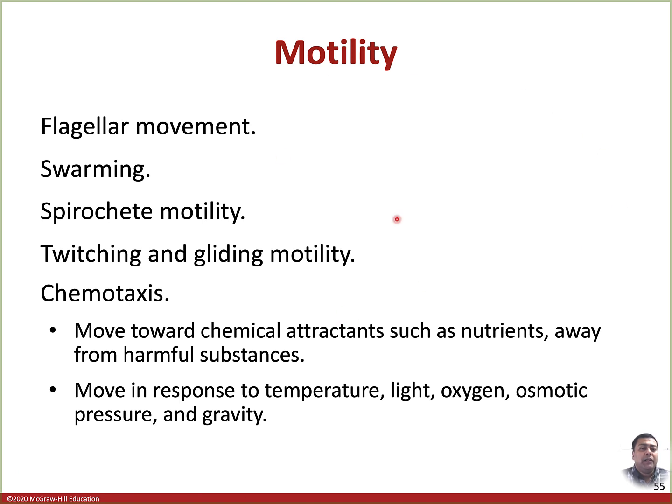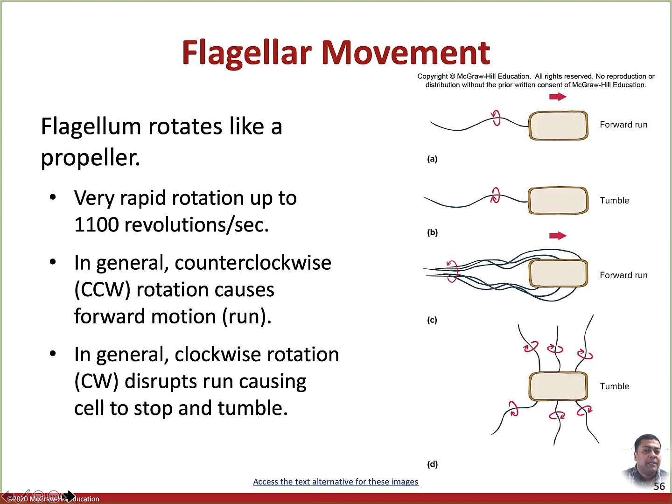So for the motility, the flagellar movement, swarming, and spirochete motility, we are going to talk about a couple of these different things. When you are looking at the flagellar movement, it rotates like a propeller, with a very rapid rotation of up to 1100 revolutions per second. Think about that. This is generated by just the movement of protons from the periplasmic space back into the cell, and proton motive force does that.